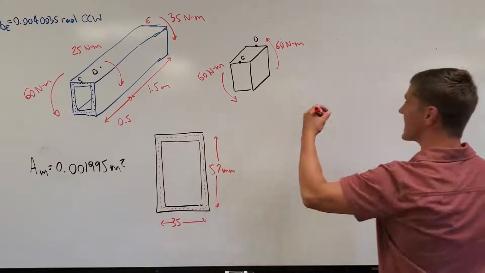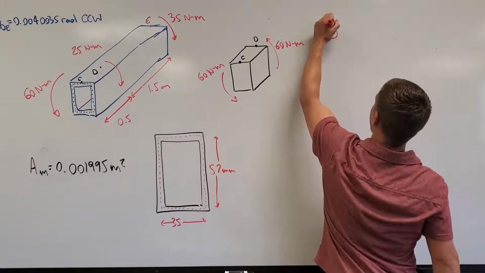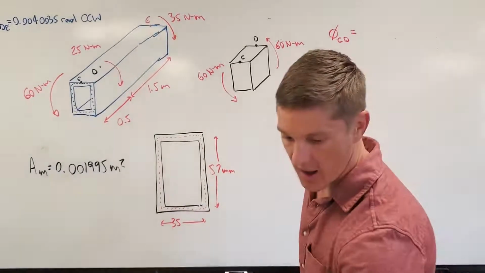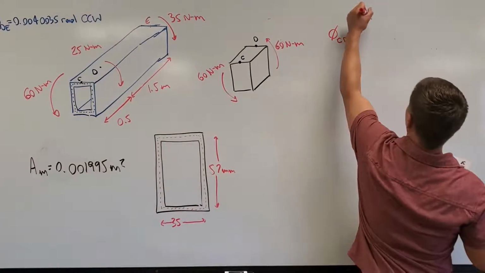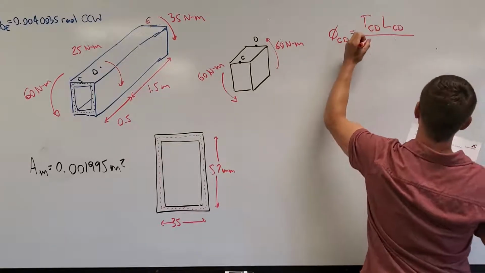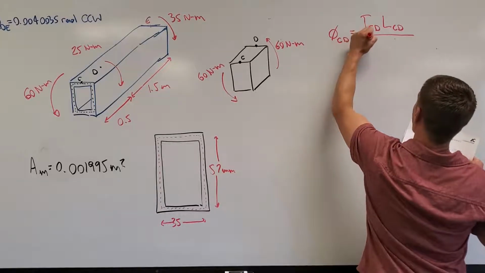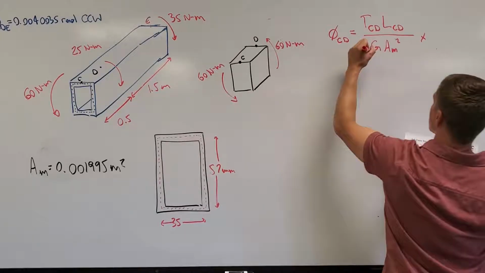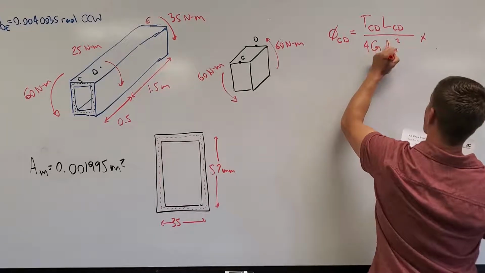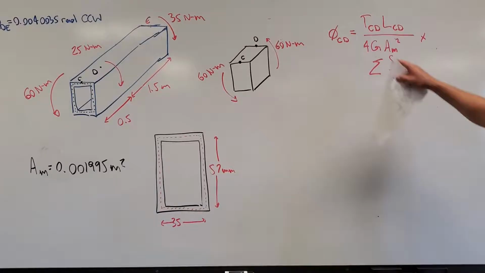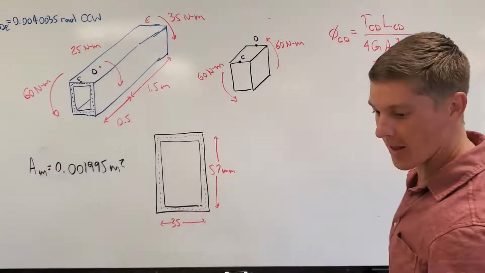So we use the exact same equation that we used before. The rotation of point C with respect to D is going to be the internal torque of CD times the length CD, divided by 4, the modulus of rigidity, our mean area squared, times the summation of si over ti. I know that looks confusing, but I had to drop it down so I don't go off the edge of your screen. Let's start plugging in everything that we know for this equation.